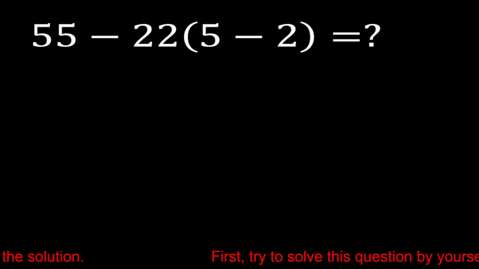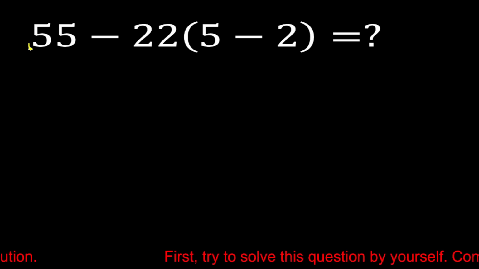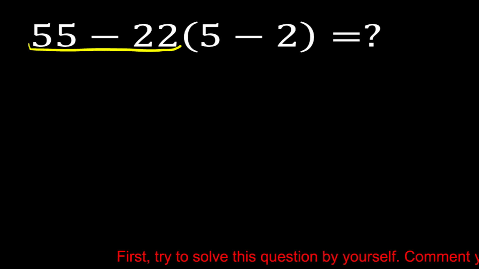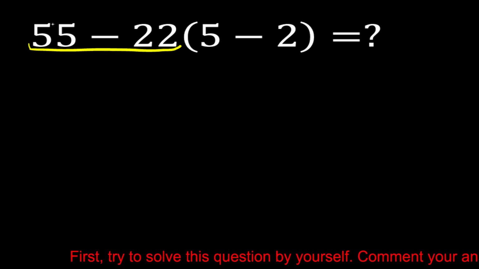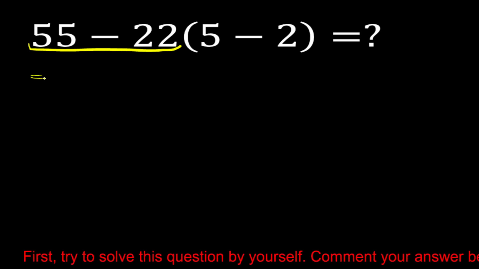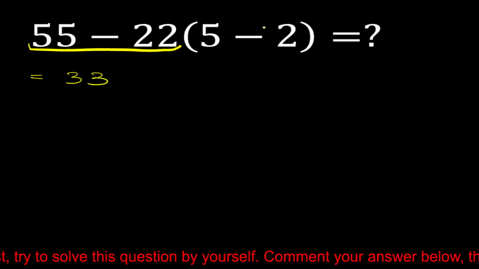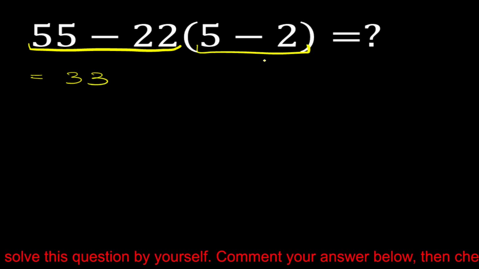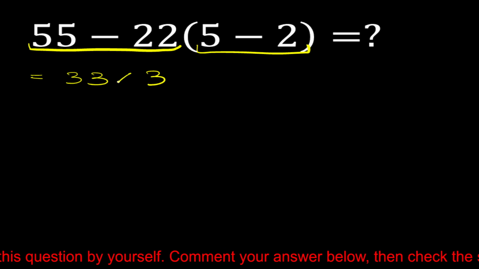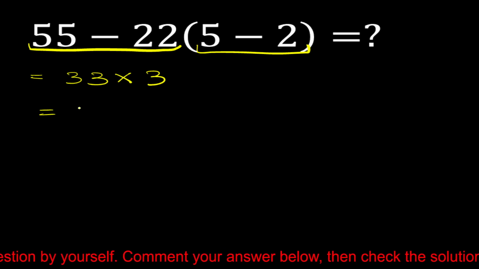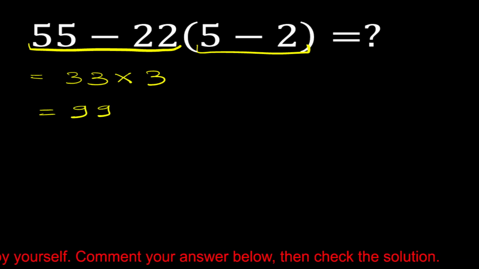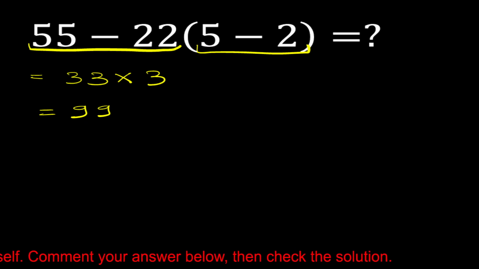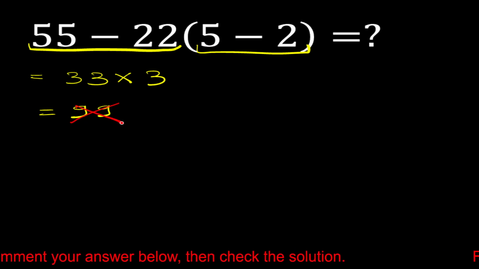So most people solve this question like 55 minus 22, okay, is equal to 33. Then 5 minus 2 is equal to 3. Now 33 multiply 3 is equal to 99. But this answer is not correct. This answer is completely wrong.